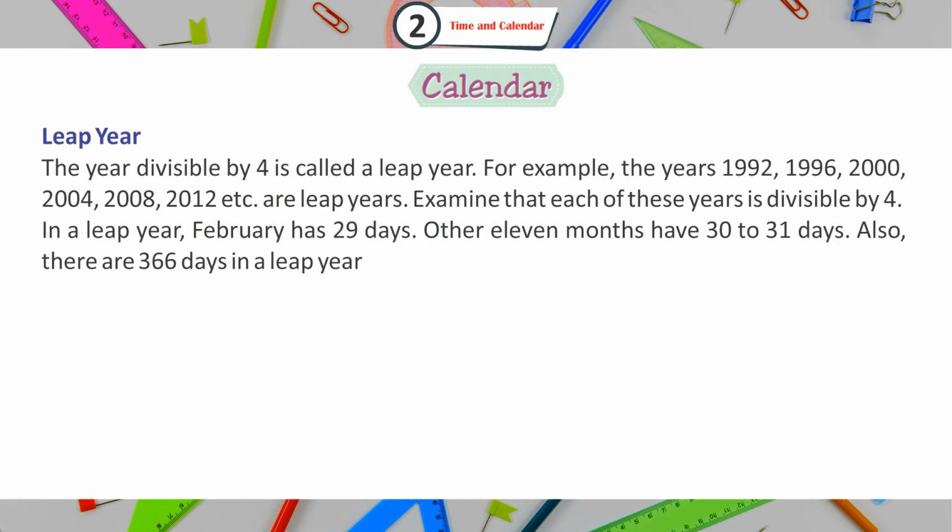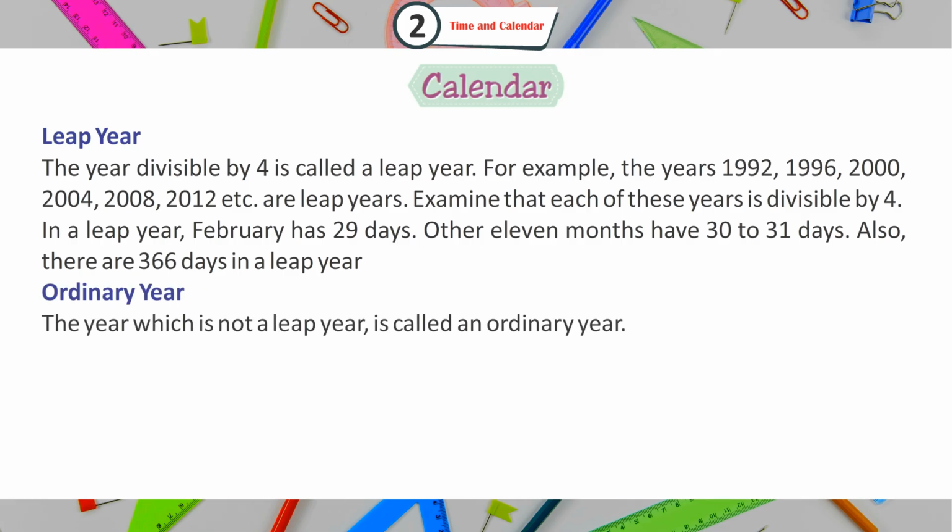Leap year. The year divisible by 4 is called a leap year. For example, the years 1992, 1996, 2000, 2004, 2008, 2012, etc. are leap years. Examine that each of these years is divisible by 4. In a leap year, February has 29 days. Other 11 months have 30 to 31 days. Also, there are 366 days in a leap year.